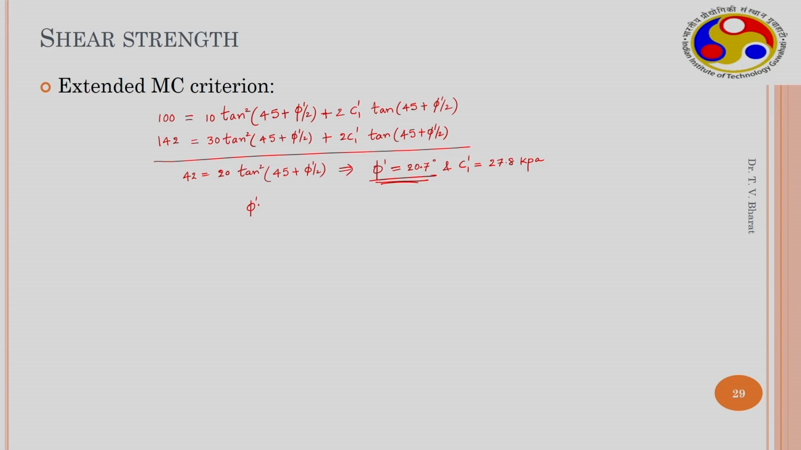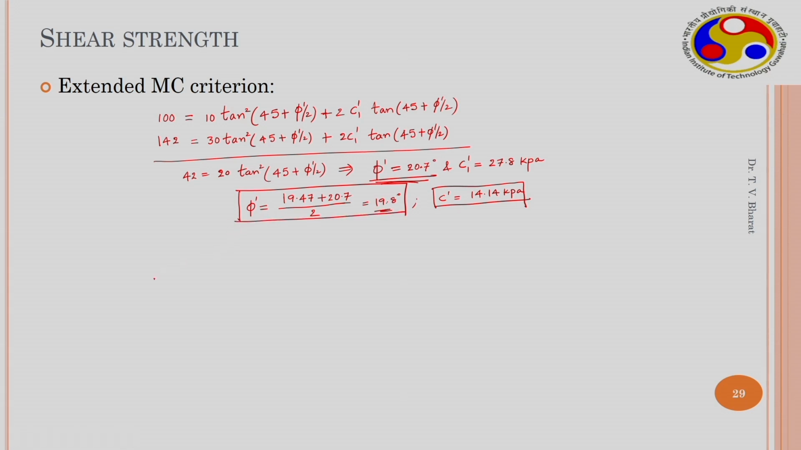So when we take the average value, this is 19.47 plus 20.7 divided by 2. This gives a value of around 19.8 degrees, and C dash anyways we have 14.14. So we got two of the strength parameters estimated.